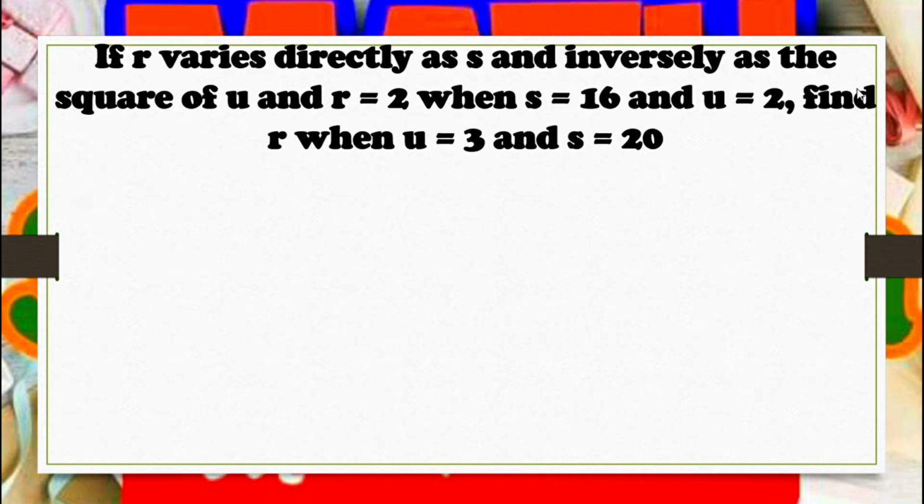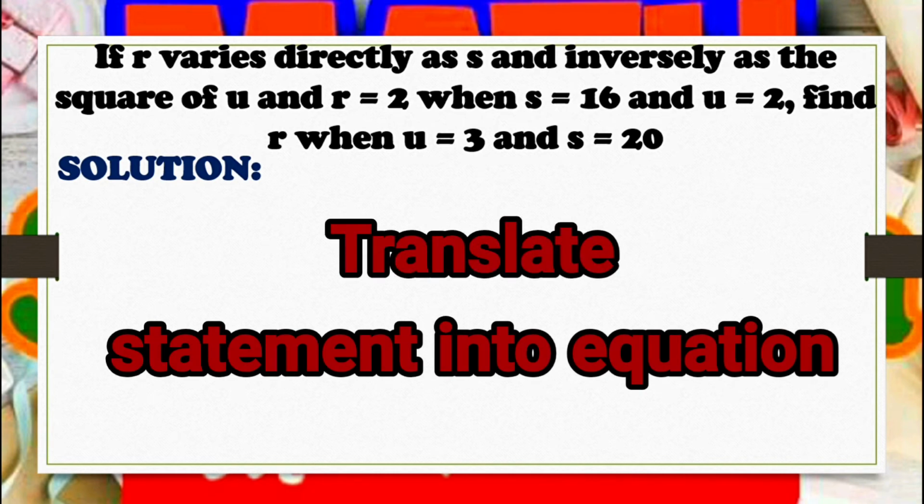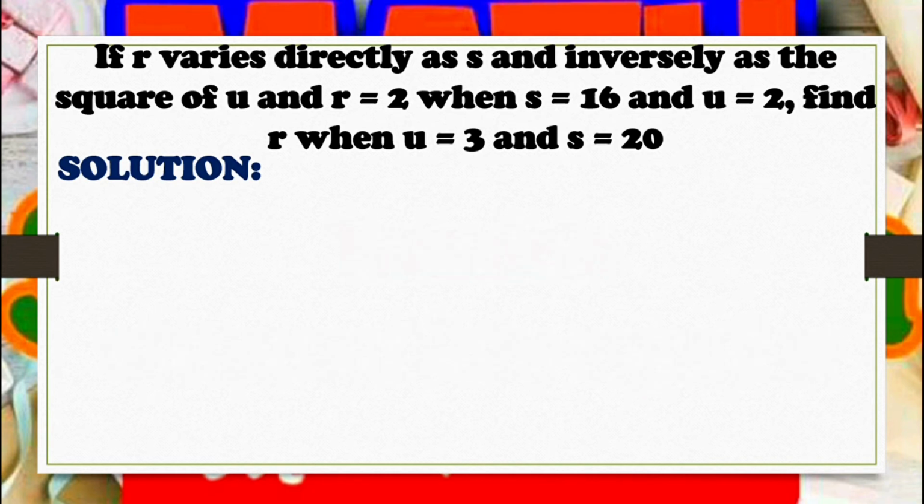If r varies directly as s and inversely as the square of u, and r equals 2 when s equals 16 and u equals 2, find r when u is equal to 3 and s equals 20. So for us to solve this word problem, first thing we need to do is to translate our statement into equation. Since r varies directly as s and inversely as the square of u, then we can write this into equation as r is equal to ks all over u squared.